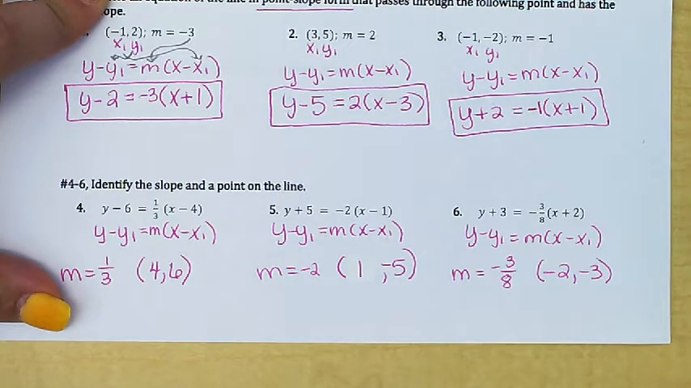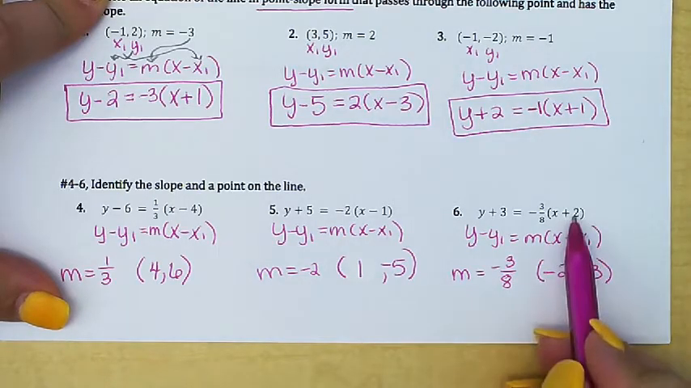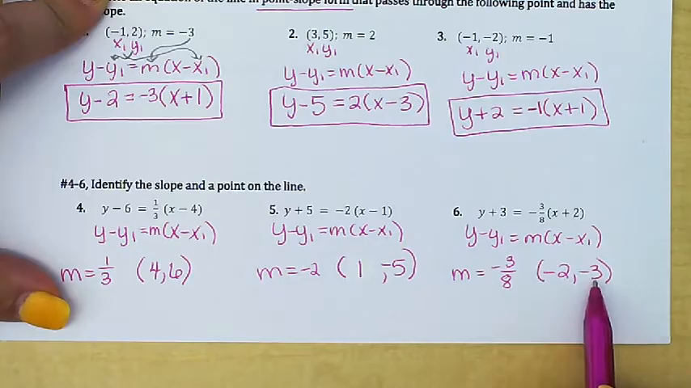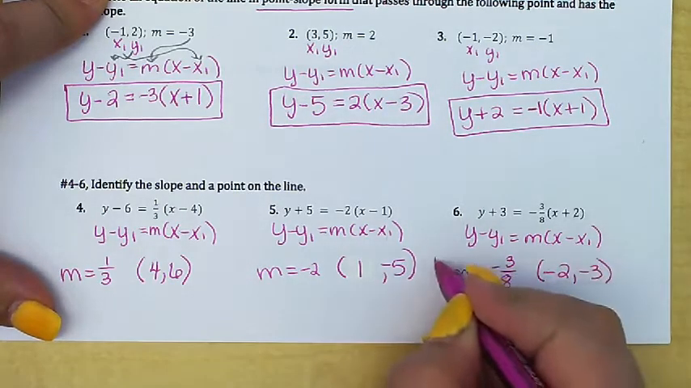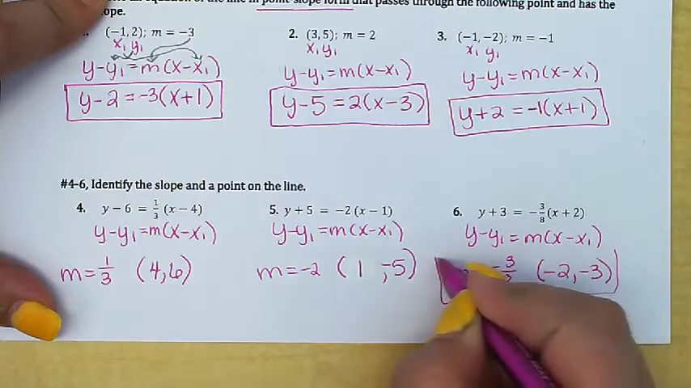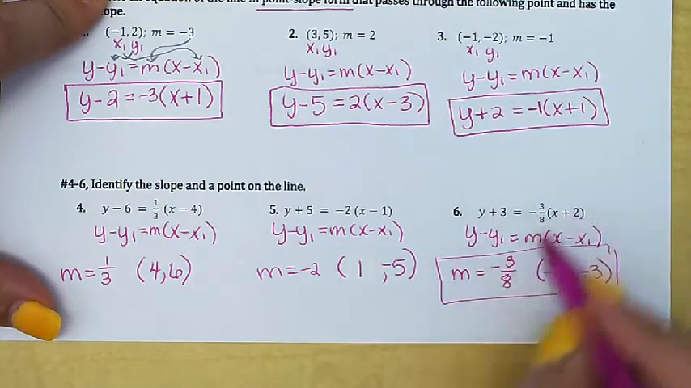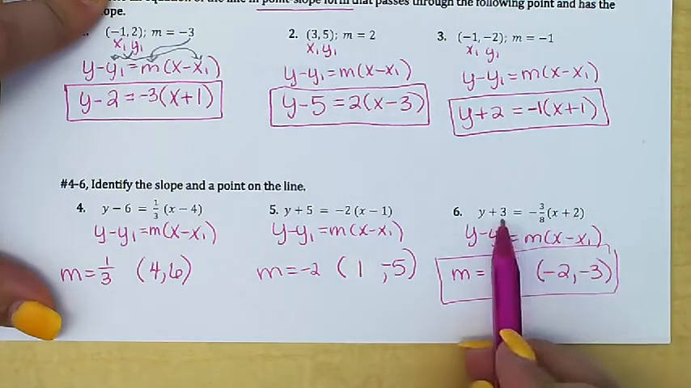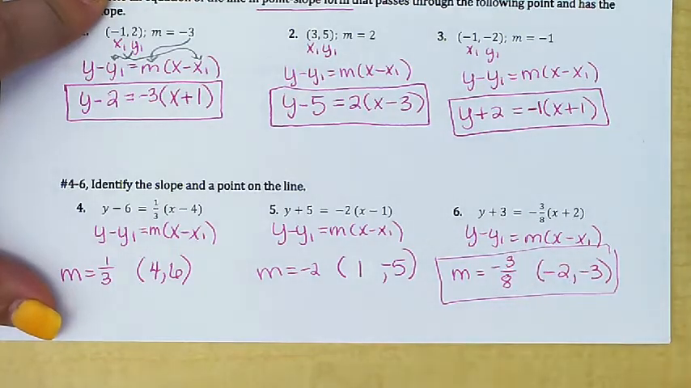Okay, so check your answer. If you said the slope was -3/8 and the ordered pair was -2, -3, then you're right. You're right on track. This is exactly it. The slope is always right there in front of the parentheses, and then our coordinates are going to be essentially the opposite sign of what we see in the formula.